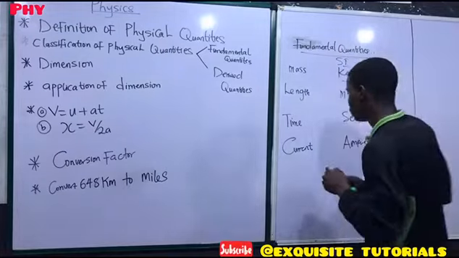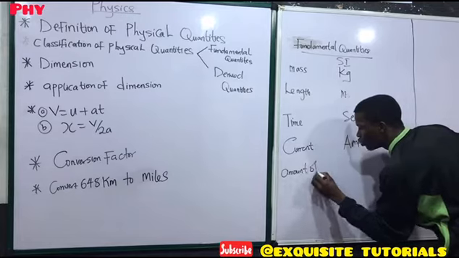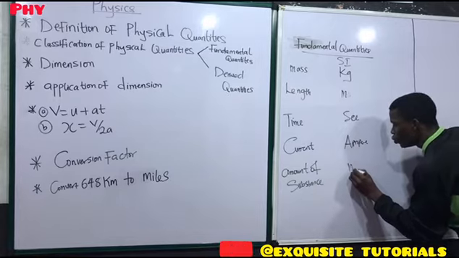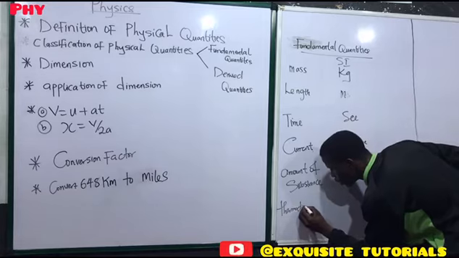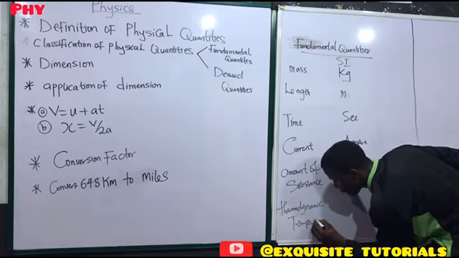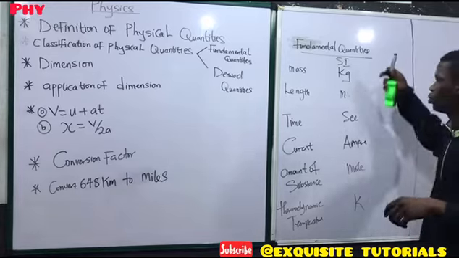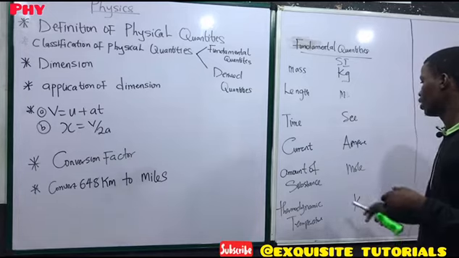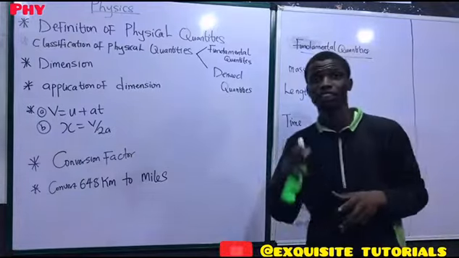Then we have the amount of substance, measured in mole, the thermodynamic temperature measured in Kelvin. So we have this one, thermodynamic temperature measured in Kelvin. There is also the luminous intensity measured in candela.